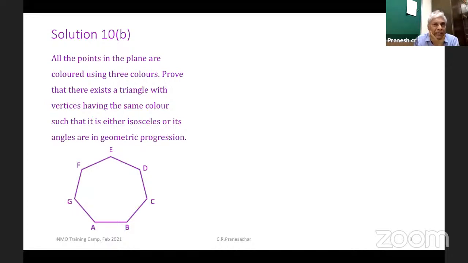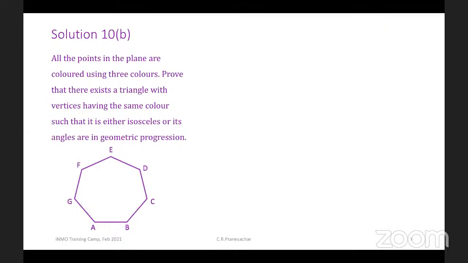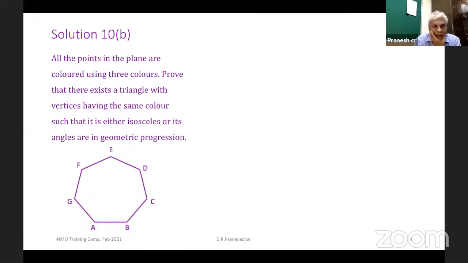Have you come across any coloring problems like this? For example, if all the points on a line are colored by 2 colors, then there exist 3 points A, B, C on the line such that AB equals BC and A, B, C have the same color. No, sir. The friendship theorem. Yes, sir. Right, so there are several coloring problems. This is just one of them. There are coloring problems for line segments, coloring problems for points, and so on.